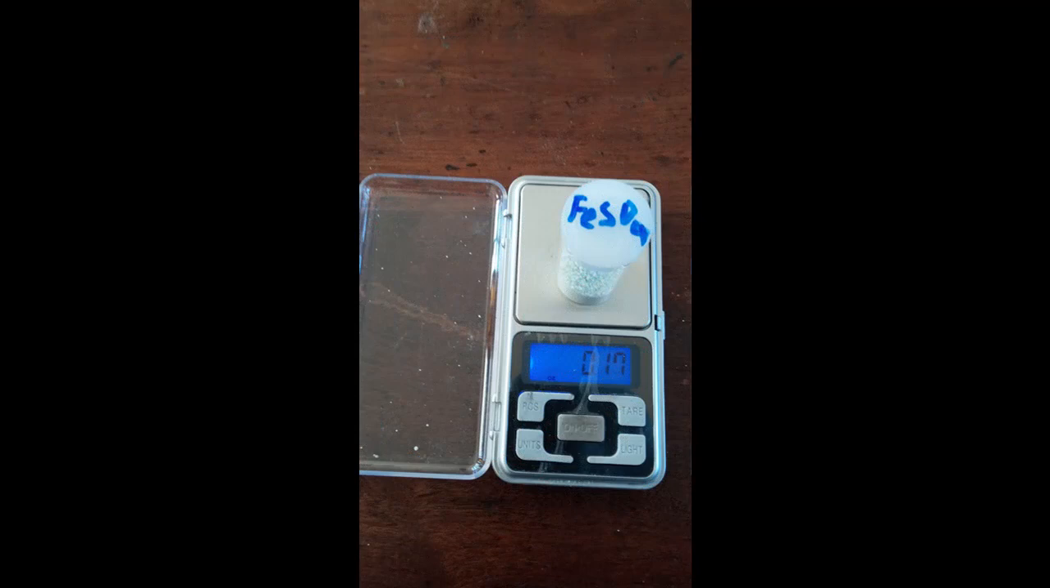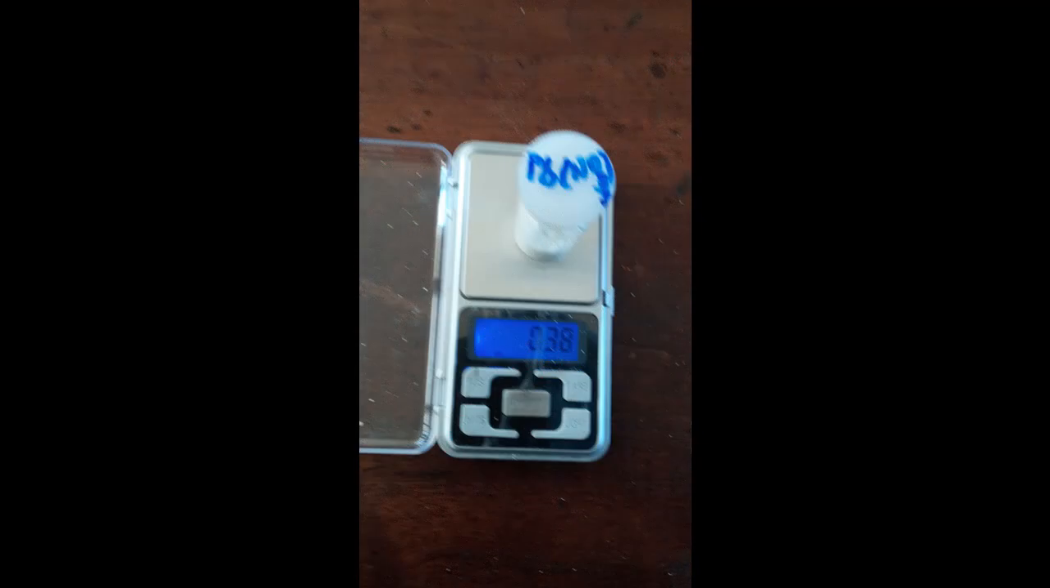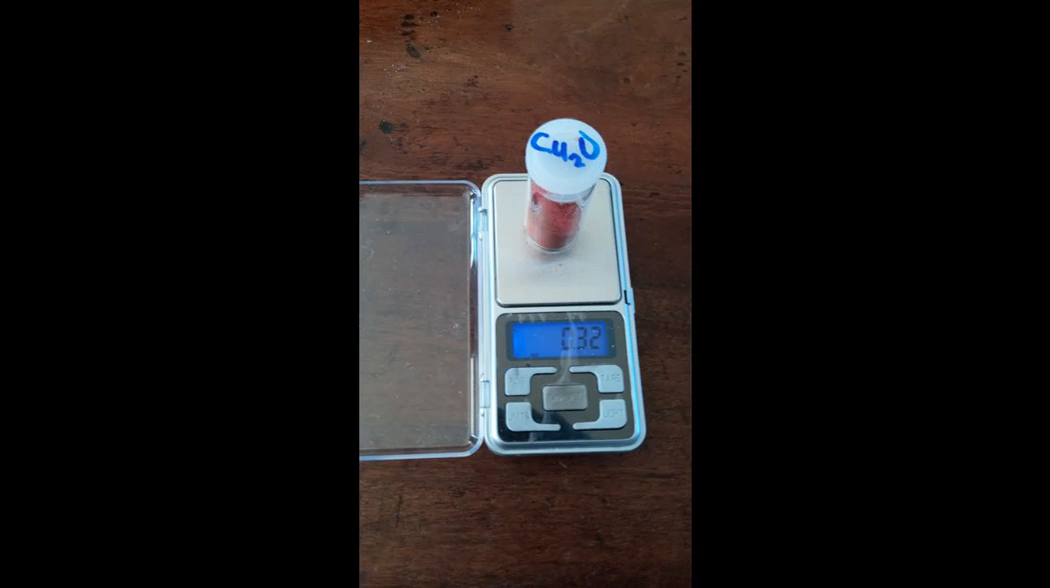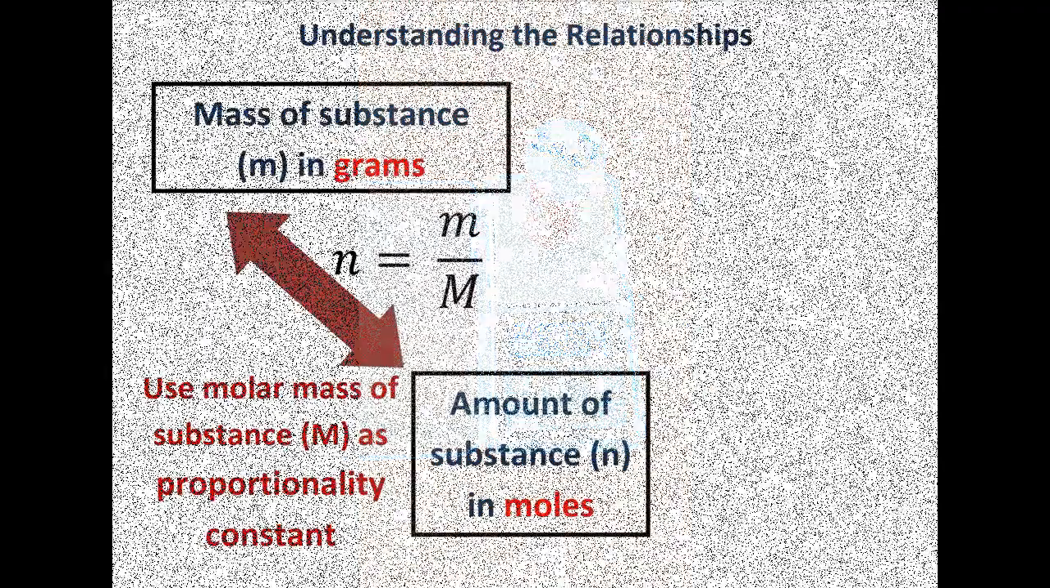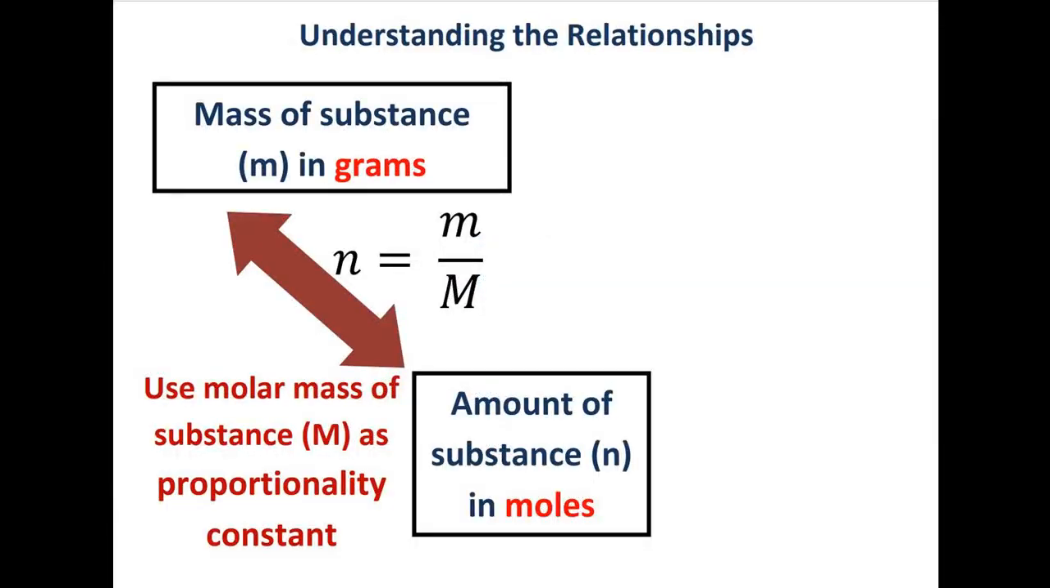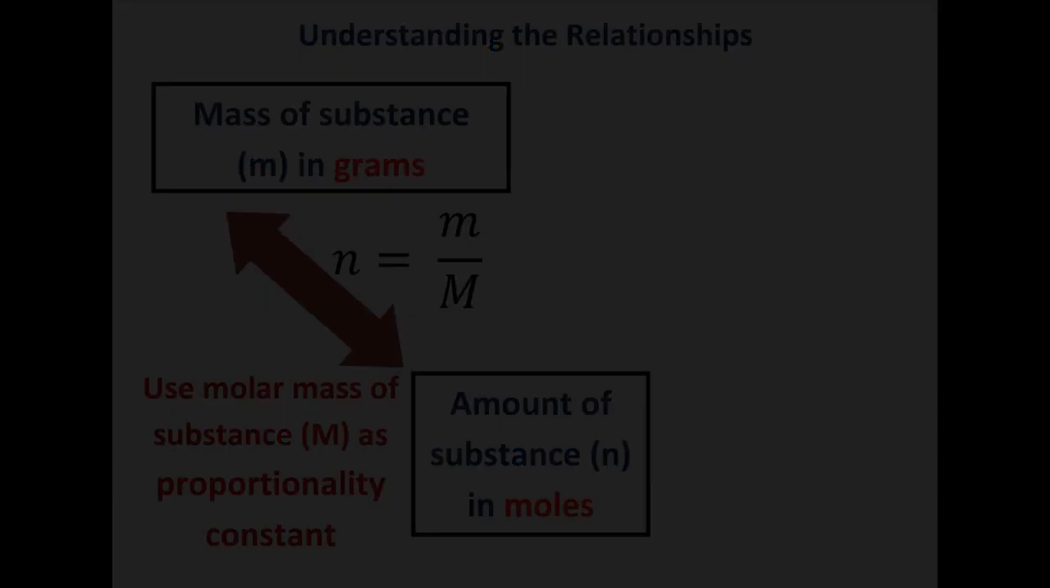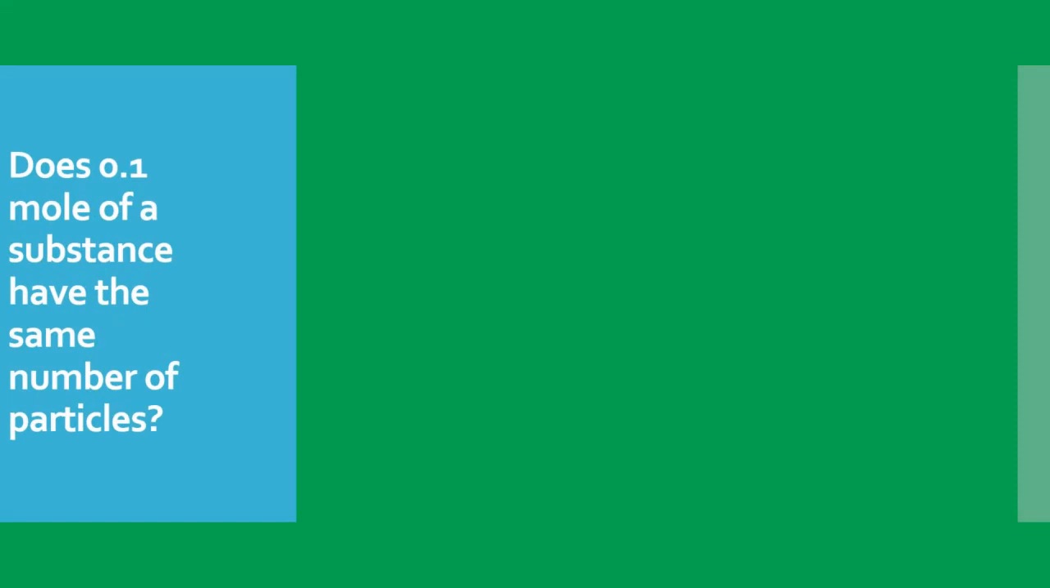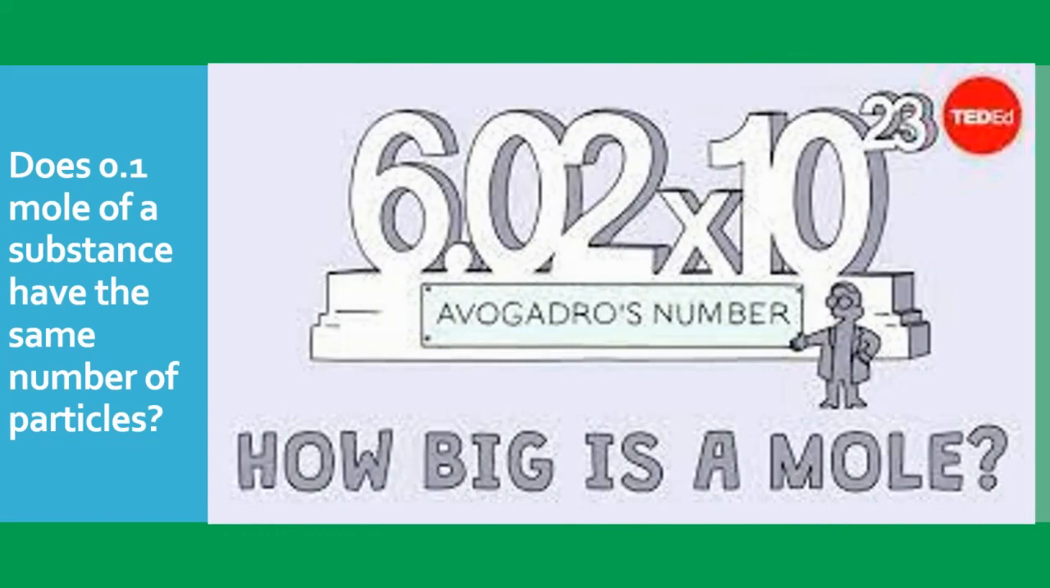Iron sulfate, 0.17 grams for the teaspoonful, and lead nitrate, 0.38 grams per teaspoonful, and finally copper(II) oxide, 0.32 grams. So grade 11s, I would like you to use this formula to calculate the amount in moles of each of the compounds. Now, we have said that in 1 mole you get 6.022 × 10^23 particles. But is this true?